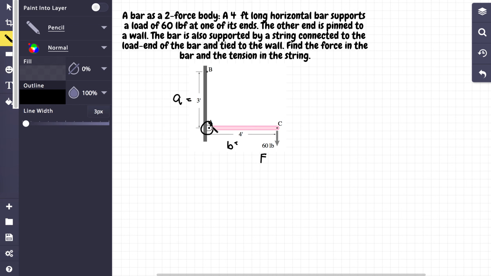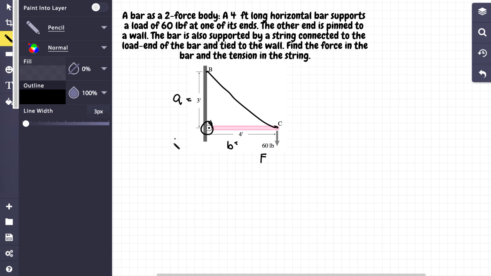So we'll figure out what to do with that in a second. And the bar is also supported by a string to load the bar and tie it to the wall. So that's what this B is for. So you have this string that's connecting B to C. Let's see how we can start to solve this.